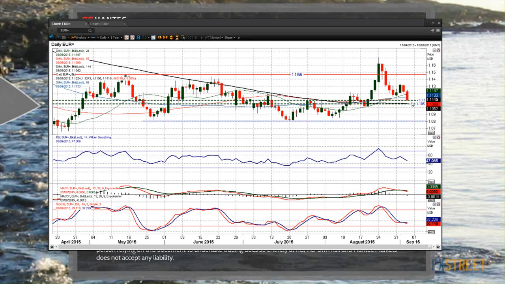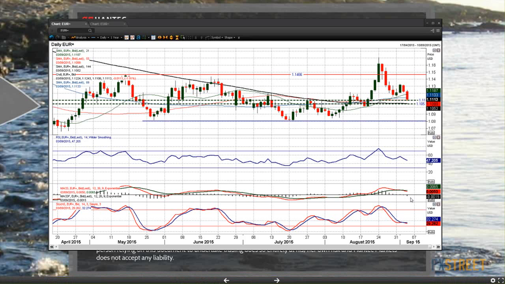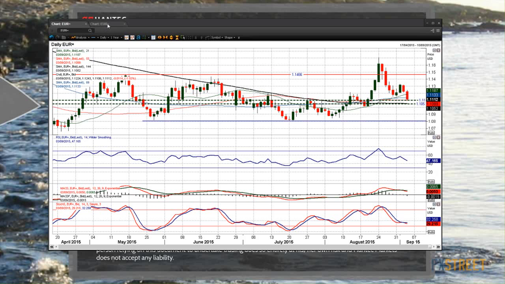I think this is indicative of what we're going to see on euro dollar, which is a range bound play, playing around the key pivot level there, and we're back at that support. So it'll be very interesting to see if the support holds, because these momentum indicators are beginning to turn negative again.